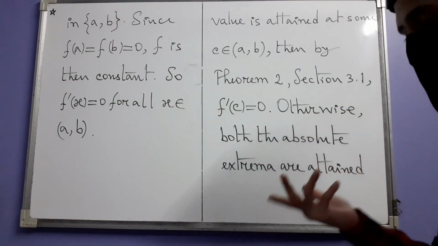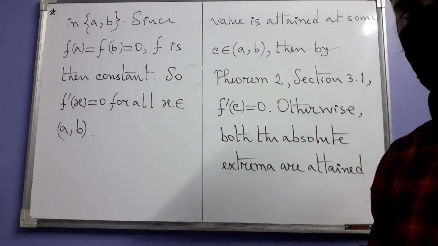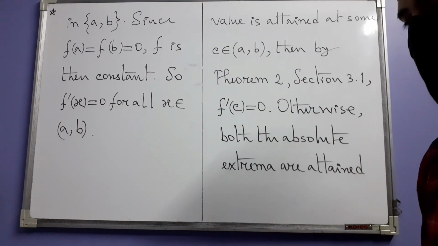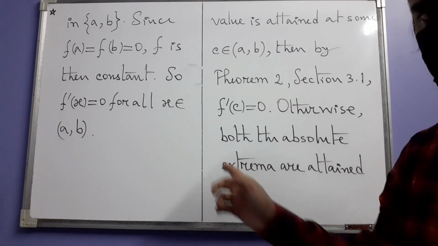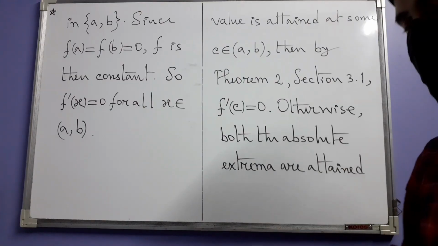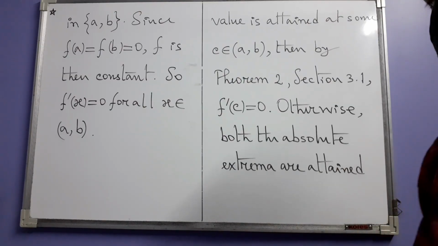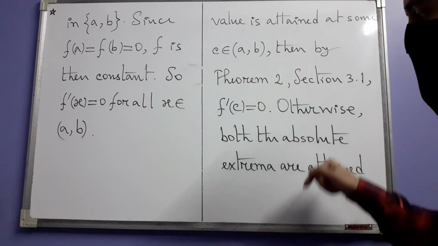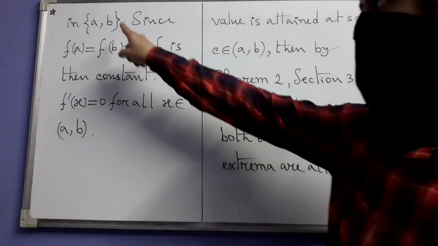What do we mean by otherwise? Otherwise means if the previous case is not the case. What is the previous case? That either the absolute maximum is attained at an interior point or the absolute minimum is attained at some interior point, then we have this situation. If that does not happen, then both the absolute maximum as well as the absolute minimum are attained at these points somewhere.